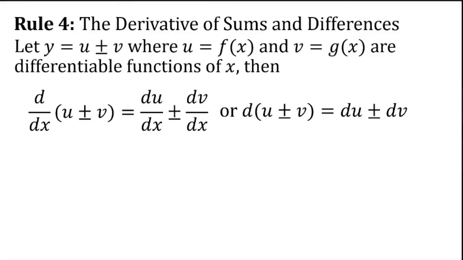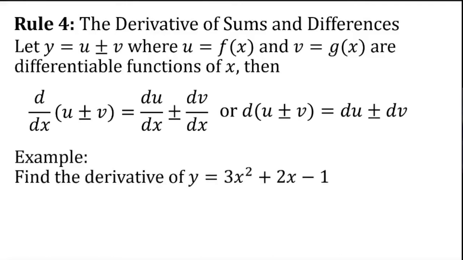So it only means that if our given is a polynomial with two or more terms, we can apply the first three basic differentiation rules that we have. For example, find the derivative of y equals 3x squared plus 2x minus 1. Answer: dy over dx equals 6x plus 2.